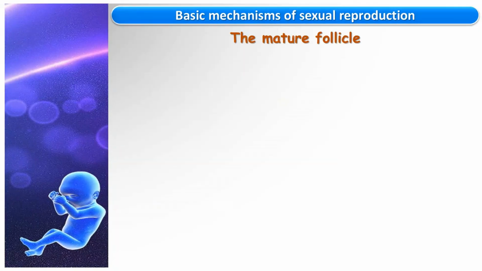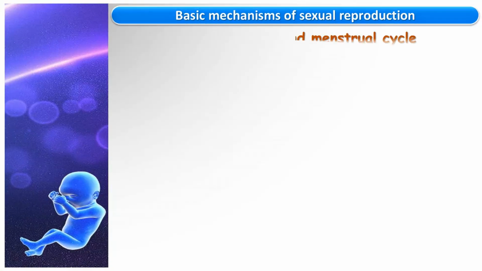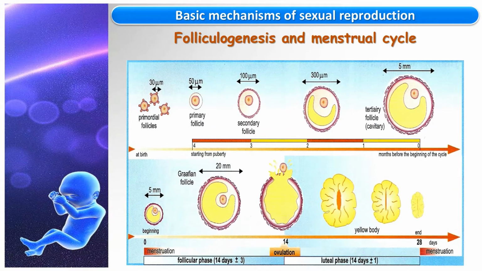Now, this document shows the structure of the mature follicle. Of course, each part has its specific role, but we are interested in the internal theca and the granulosa cells that secrete the female sex hormones, the estrogens. Now, let's start by studying folliculogenesis.